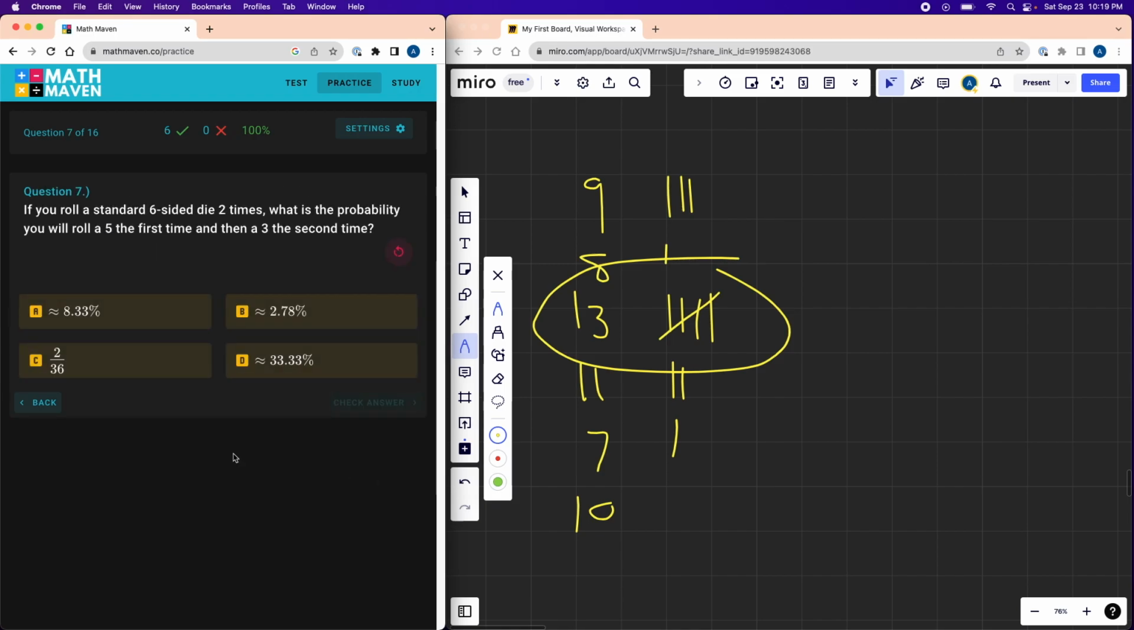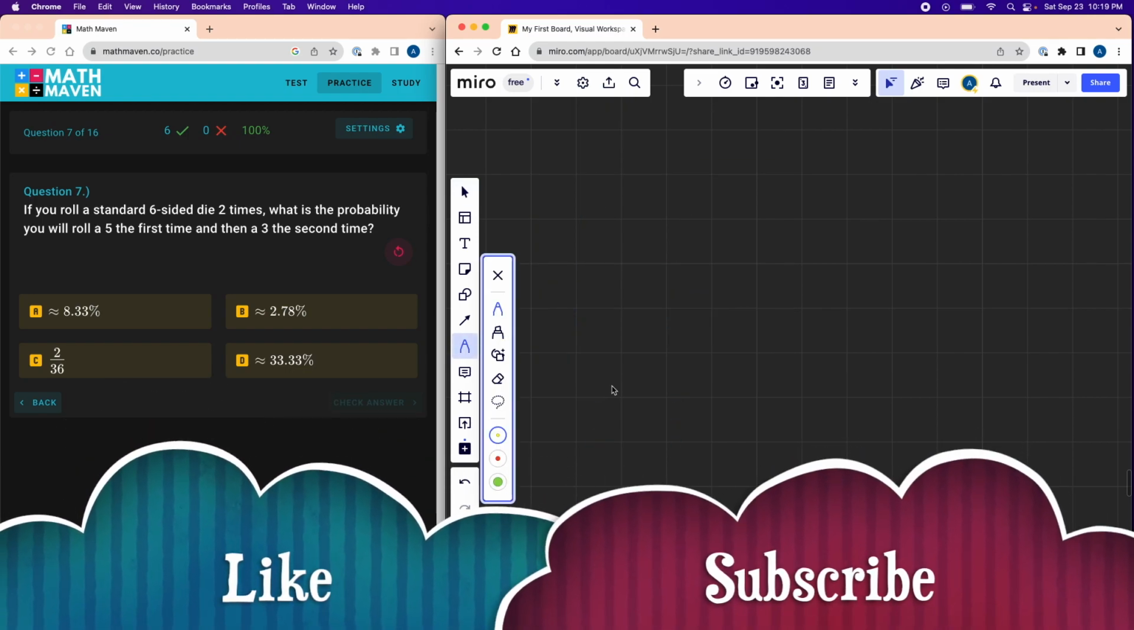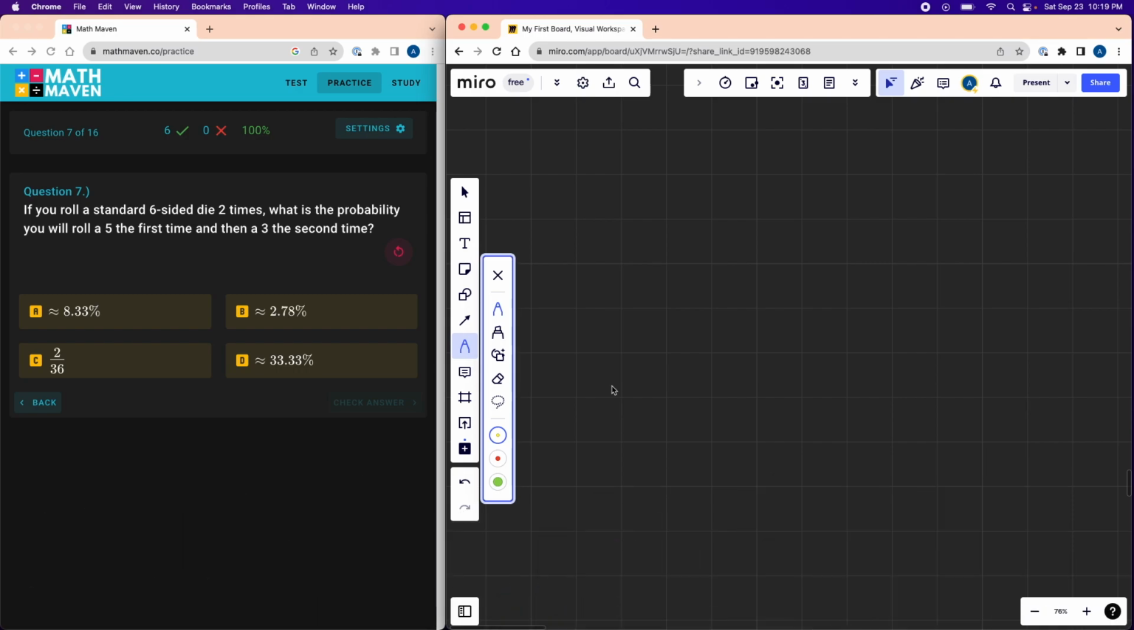Question number 7. If you roll a standard 6-sided die 2 times, what is the probability that you will roll a 5 the first time and then a 3 the second time? All right, so press pause and try this one out on your own. All right, let's work through this one together here. So this one's asking us about the chances of rolling a die, and trying to figure out if it's going to be a 5 and then a 3. All right, we roll a die 2 times, and what's the probability that the first time it is a 5 and the second time it is a 3?